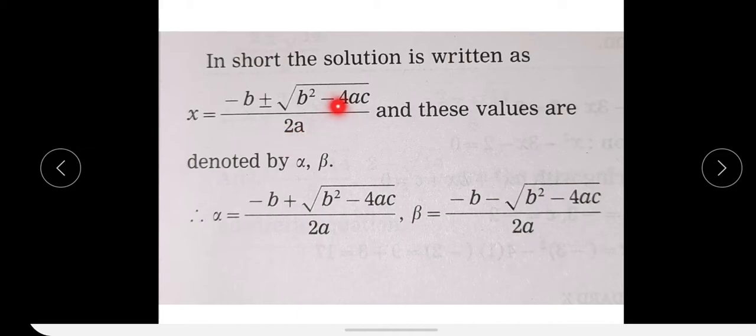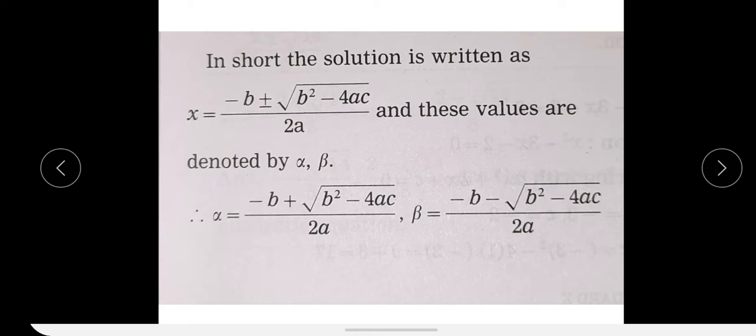In this formula, when you substitute the values of a, b and c, then you can solve it and find the values of x, which are called the roots of the quadratic equation. This is a very simple method to solve the quadratic equation.